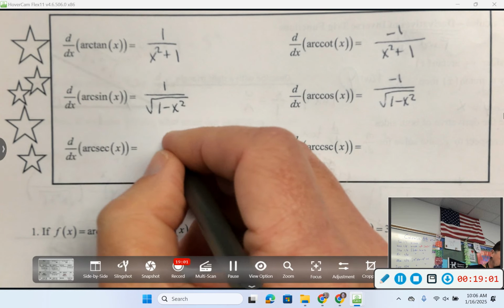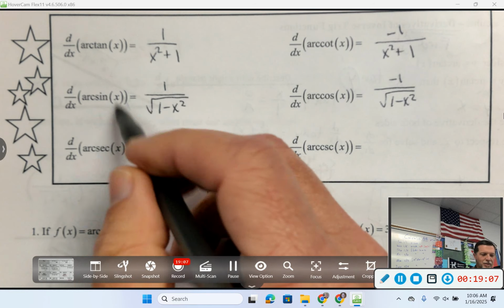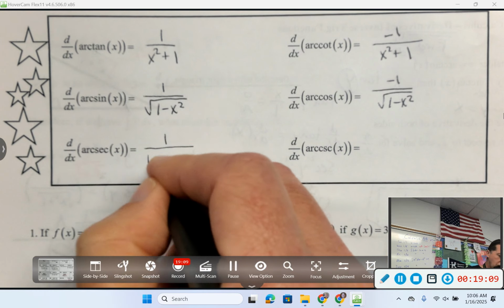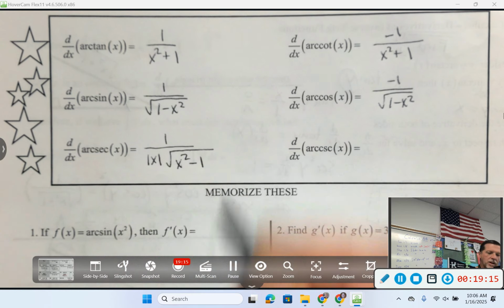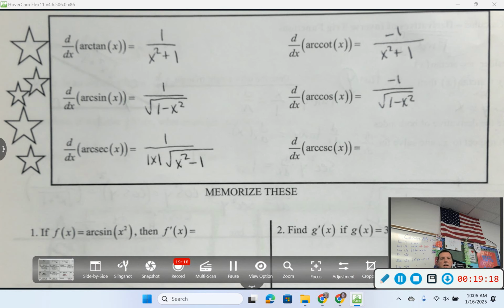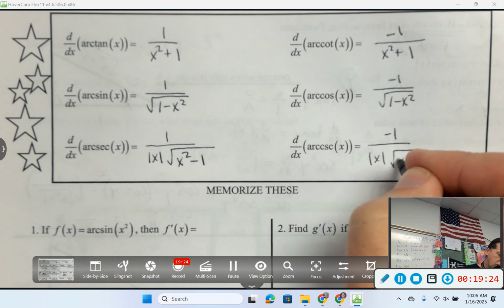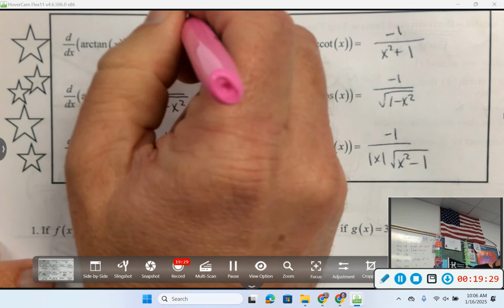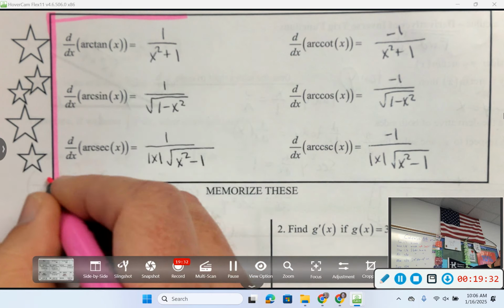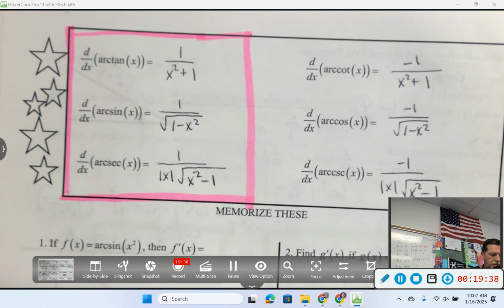And derivative of arc secant, that's the craziest derivative, but that makes sense. Secant seems like it would be crazier than those. Absolute value of x, square root of x squared minus 1. And then cosecant is just the negative version. Okay, so there's the main 3. You can just get the other 3 if you need them.